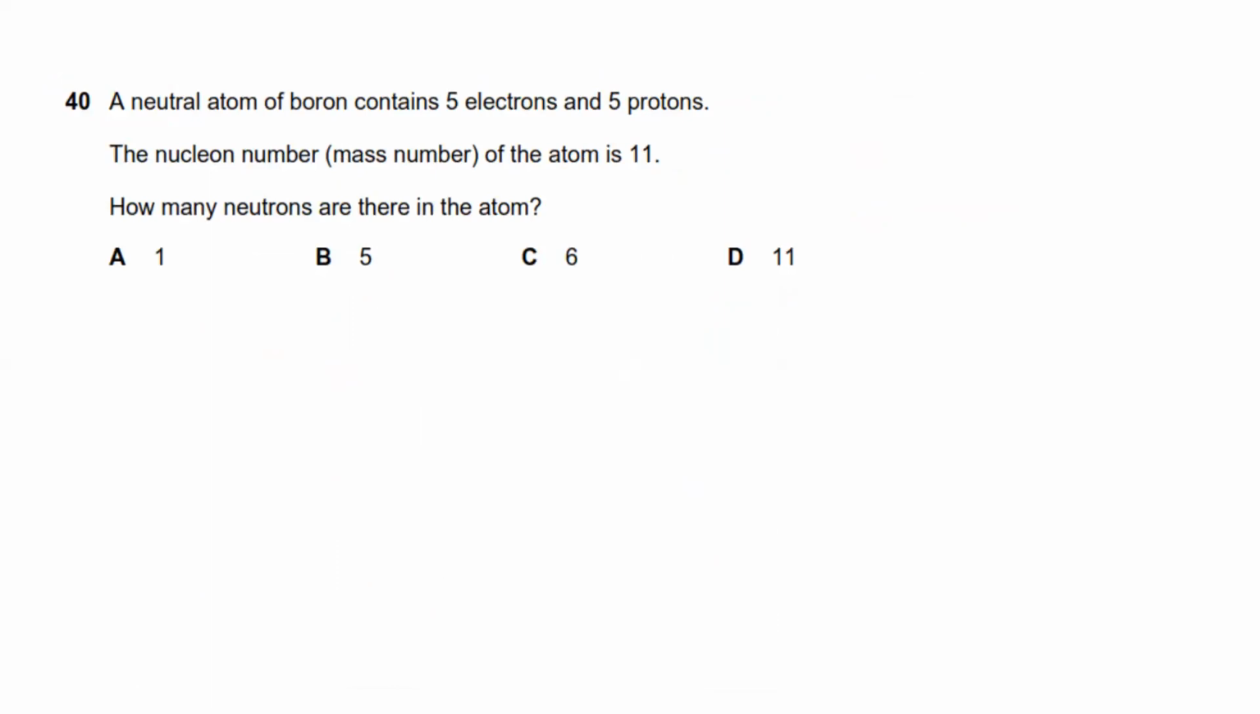Then the last question for this exam. It says a neutral atom of boron contains 5 electrons and 5 protons. So we have the same number of protons and electrons. The nucleon number, or the mass number, is 11. What is the number of neutrons? So mass number minus protons, so the answer is 6. So answer C is the right choice we have in this case.